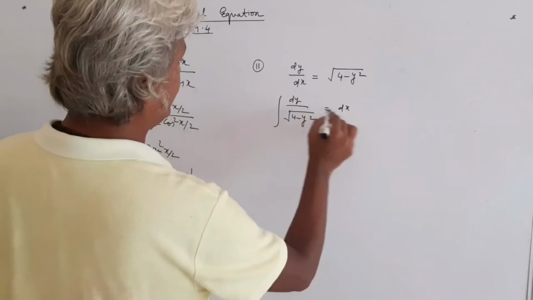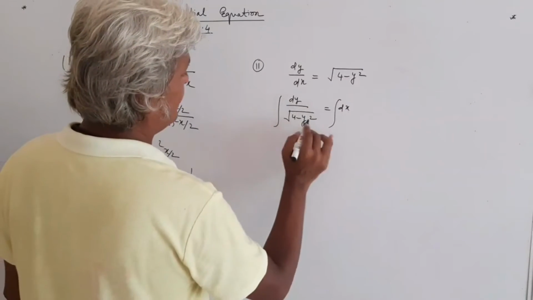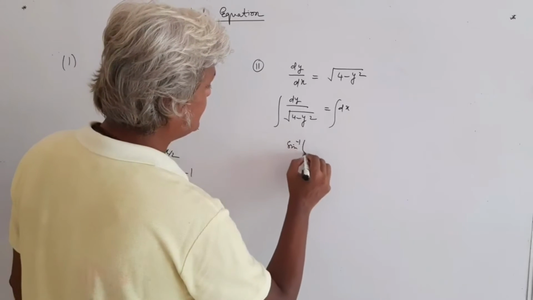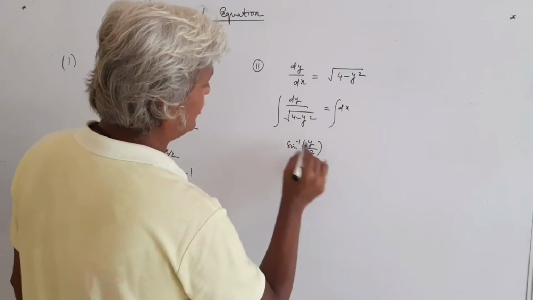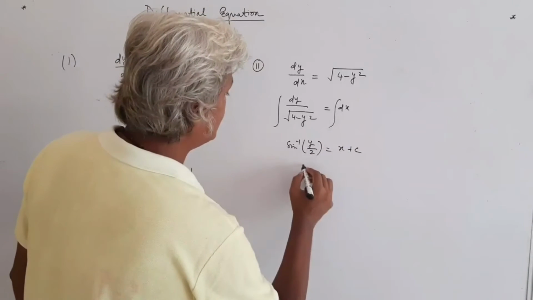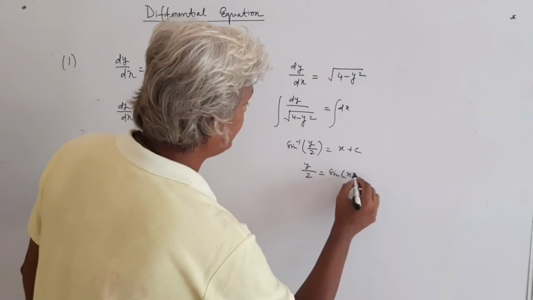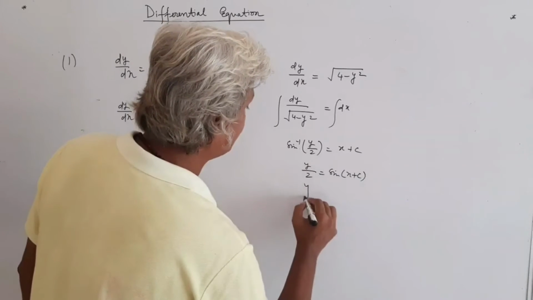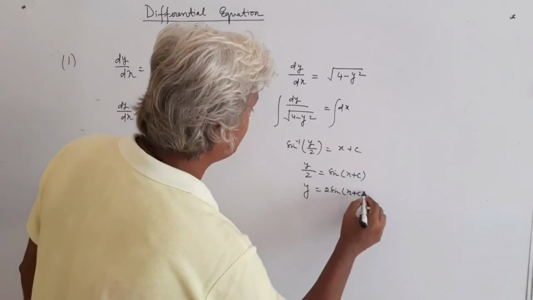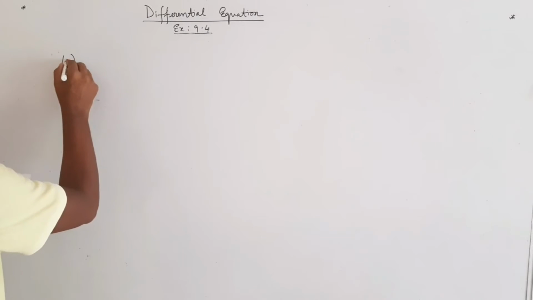Now integrate both sides. What is this? This is 1 over under root a square minus x square, which gives you sine inverse y over 2, where a square means 2 square, equals x plus c. So y by 2 is sine of (x plus c). Therefore y is 2 sine of (x plus c). This is the equation. Now question number 3.